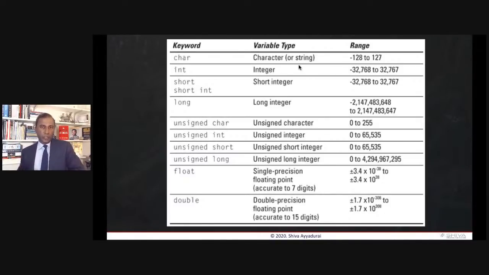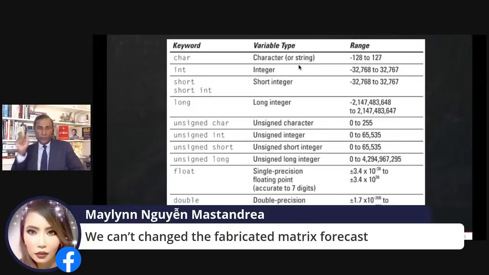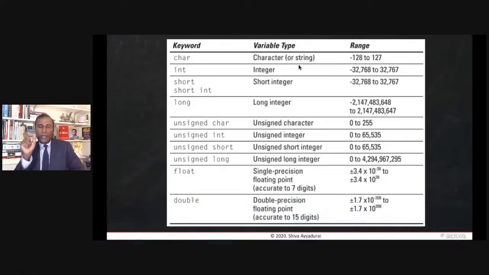The other is an integer. An integer can go all the way. Remember, integers go from negative to positive whole numbers. It can go from negative 32,768 to positive 32,768. So if you use the integer value for a variable type, it can have those ranges.